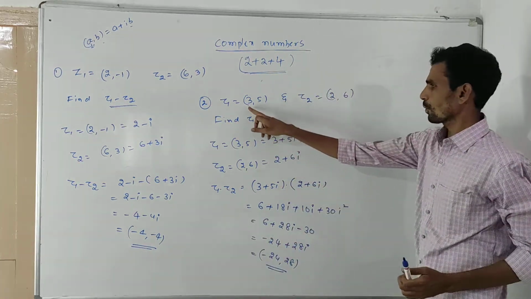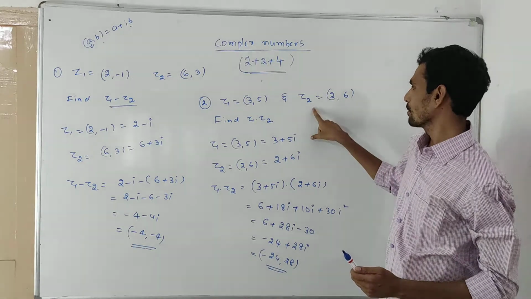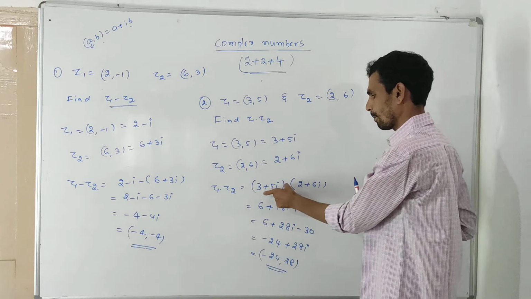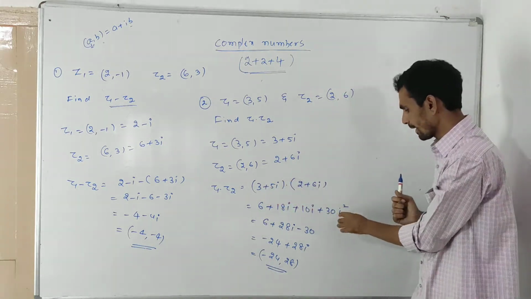Here Z1 is equal to 3 comma 5. 3 comma 5 can be written as 3 plus 5i. Z2 is equal to 2 plus 6i. What do you want? Z1 into Z2. First complex number into second complex number is only general multiplication. What we get? We get 30i square.